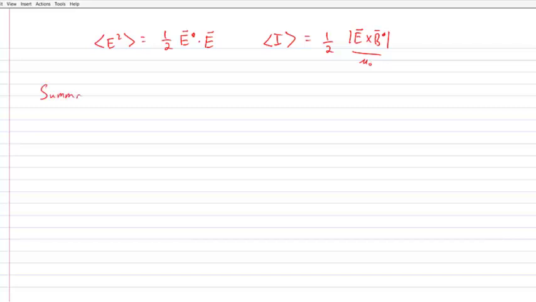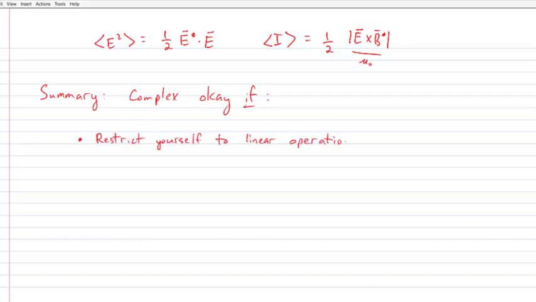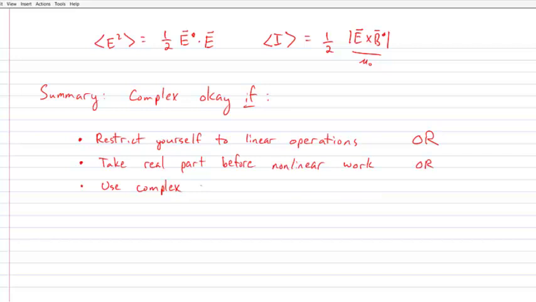So, to sum up, complex is totally okay as long as you either just restrict yourself to linear operations on fields, or take the real part before you perform nonlinear operations, or you're calculating intensities and you use complex conjugates appropriately. And if you ever have any doubt about whether what you're doing is legal, work it out in a pure real form from start to finish and see if you get the same answer.